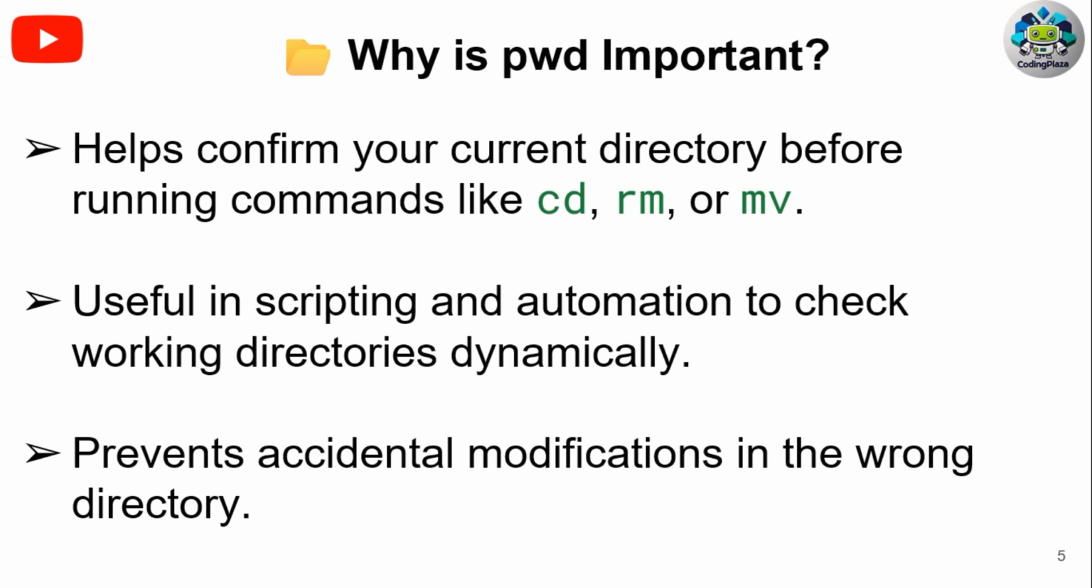Okay, it is useful in scripting and automation to check working directories dynamically. Scripting and automation here means Linux shell scripting, a concept in Linux. We use that scripting for automation purposes to perform multiple commands. Executing one command at a time is hectic, right? So we'll execute multiple commands at a time using shell scripting, and at that time it will be very useful. Dynamically we'll fetch the path and confirm whether the path is correct or not. Then we'll move forward.